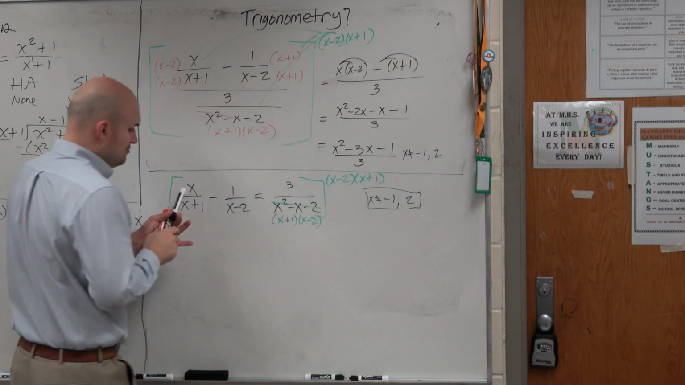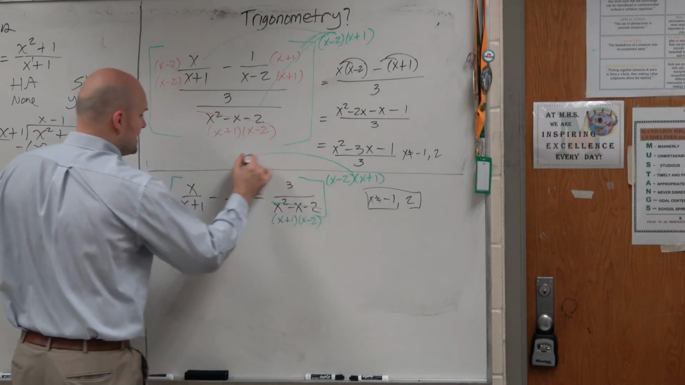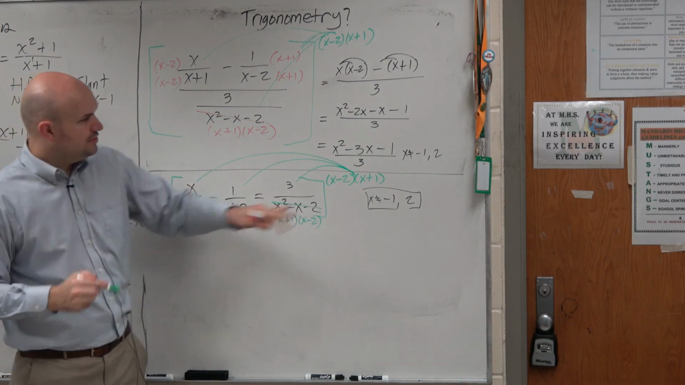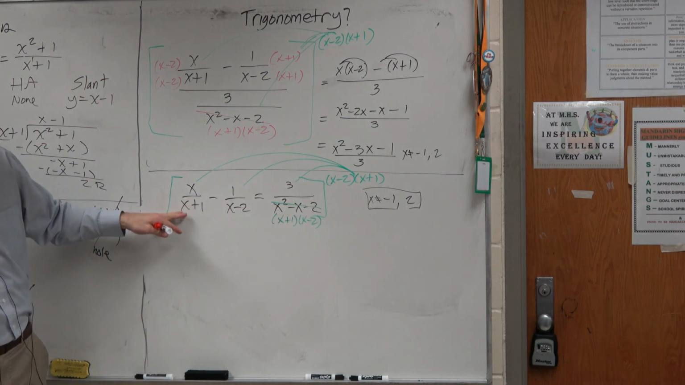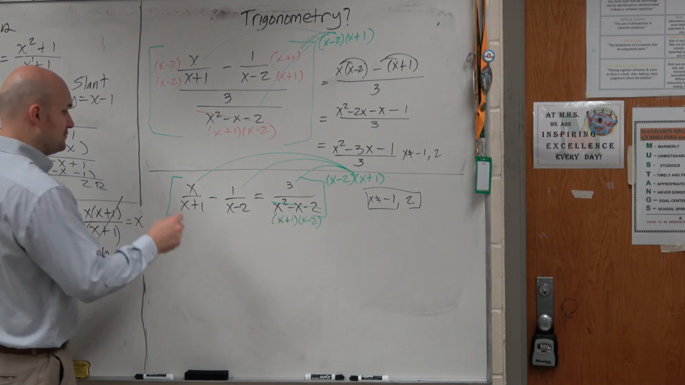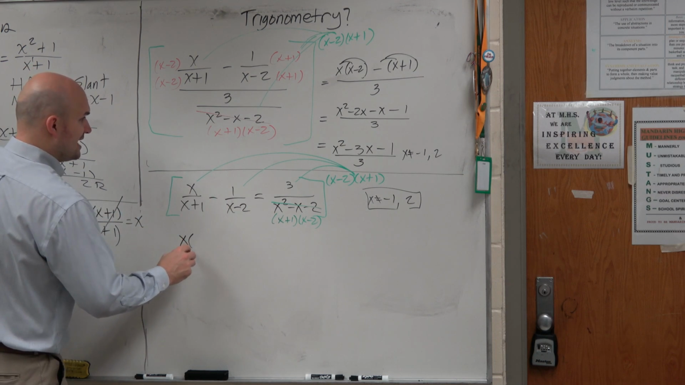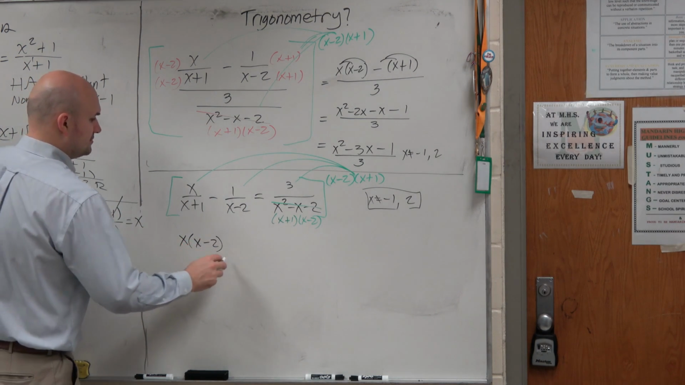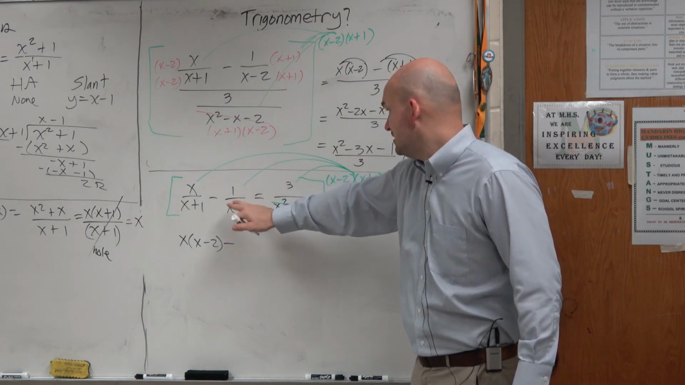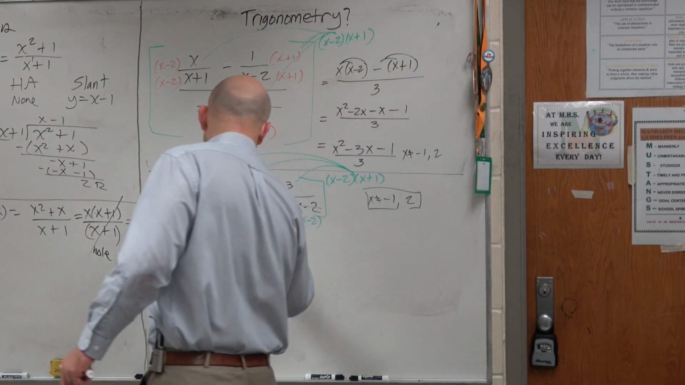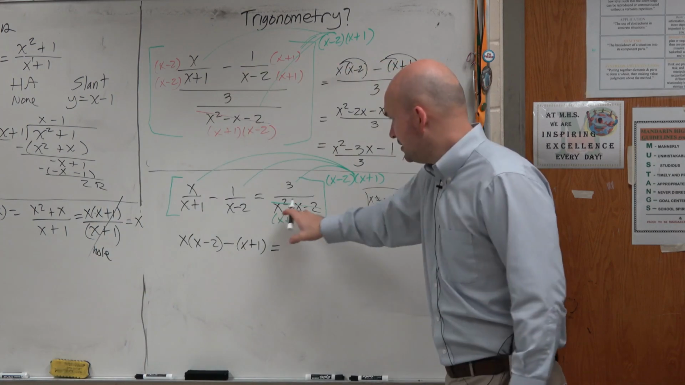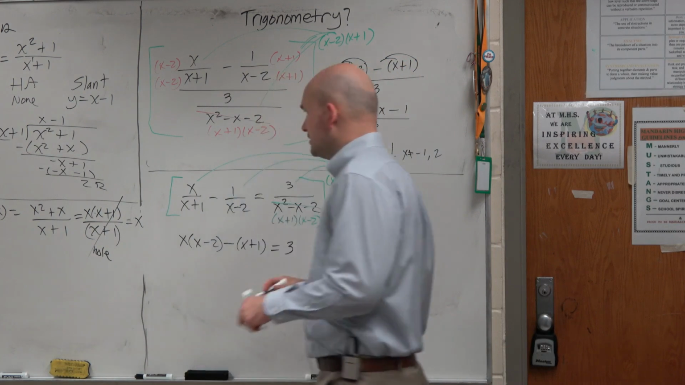But what happens is when you multiply this common denominator times every single term, like when you multiply this times this fraction, the x plus 1's divide out. Agreed? So we're just left with an x times x minus 2. When you multiply an x minus 2 times x plus 1 with this, the x minus 2's divide out, and you're just left with an x plus 1. And then here, the denominators divide out, and you're left with a 3.